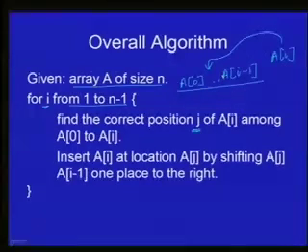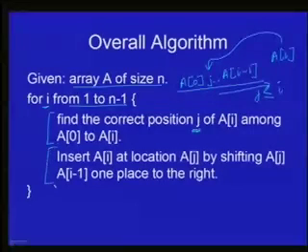That is, Ai should go at Aj where j is less than or equal to i, and we insert Ai at the location Aj by shifting all elements which are to the right of Aj by one position, and then putting Ai at the location Aj. This will become clear once we look at the details of the algorithm. So there are two sub-steps here. One is to do this searching of the correct position, and the second step is to do this insertion.